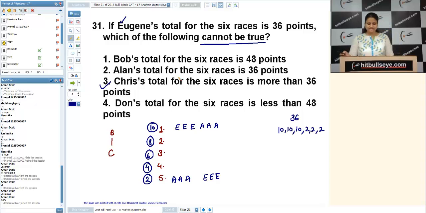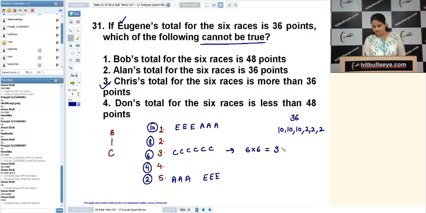Chris total for the 6 races is more than 36 points. This is never possible. See, what is the condition? Bob always comes before Chris. So the only permissible places for Chris are either 4th place or 3rd place, because Bob should always be ahead of Chris. So the maximum position he can take is the 3rd position. And how many points can he score? There will be 36 points. These are the maximum points he can take. So the 3rd option cannot be the answer.